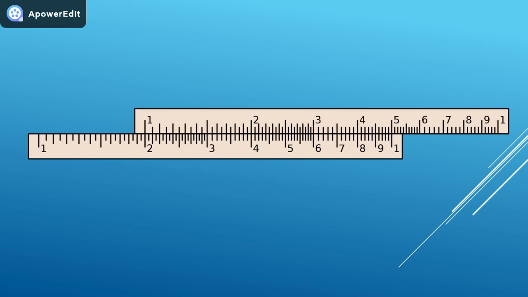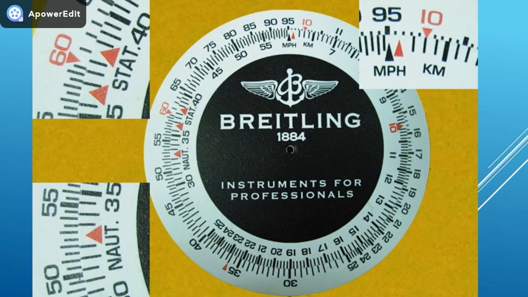For example, to calculate 3 times 2, the 1 on the top scale is moved to the 2 on the bottom scale. The answer, 6, is read off the bottom scale where 3 is on the top scale. In general, the 1 on the top is moved to a factor on the bottom, and the answer is read off the bottom where the other factor is on the top.